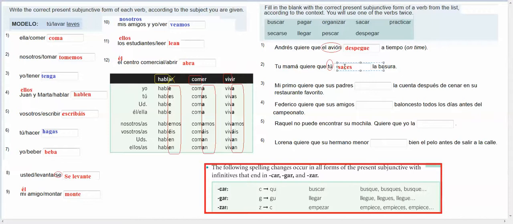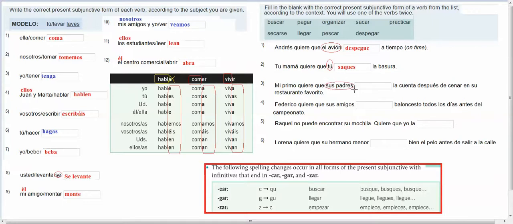So I can change my C to a QU and I get that K sound. And you would do that for whomever the subject is with this verb, because anytime you add an E next to that C, you're changing it from a ka to a s, and we want to keep the ka. So you need to do whatever you can to keep the ka.